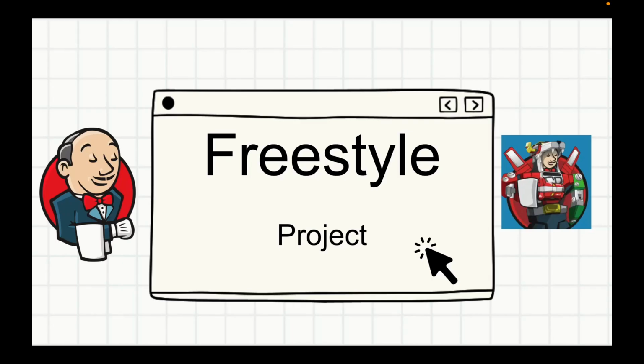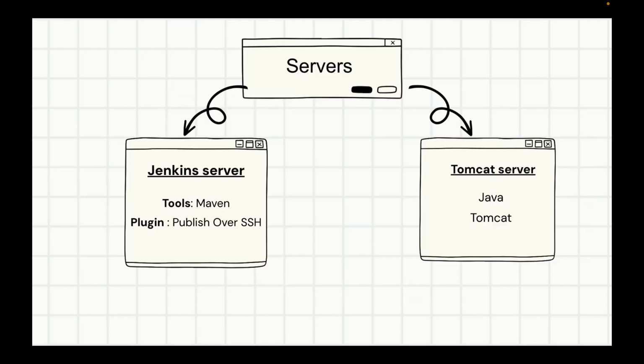Welcome to the first project, which is your freestyle based project that we are going to build. This is a Java based project. We are similarly using the address book application for end-to-end deployment. Before proceeding further, let's understand the prerequisite of the project.